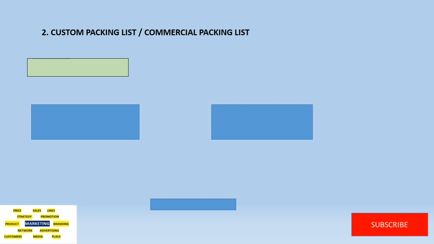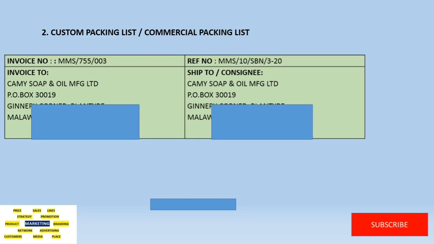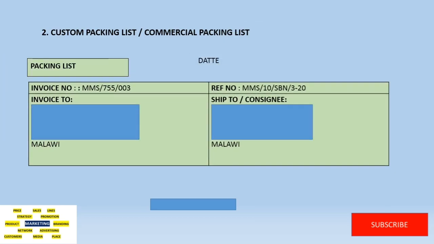Now we see the second document, the packing list. Some companies call it a customs packing list, and others call it a commercial packing list. The packing list also mentions the date, invoice number, reference number, invoice to, meaning the actual buyer company, and ship to consignee, meaning the actual goods receiver company.